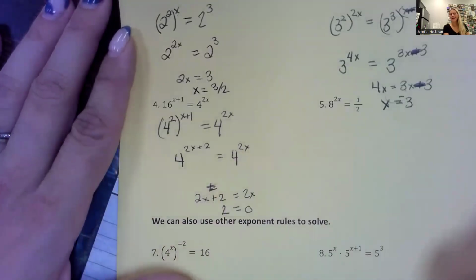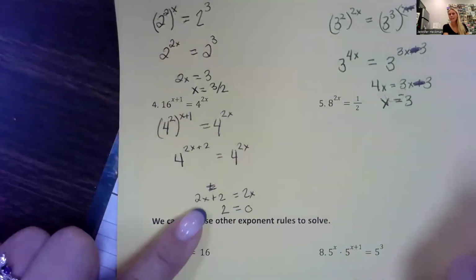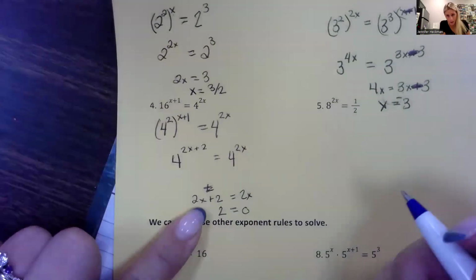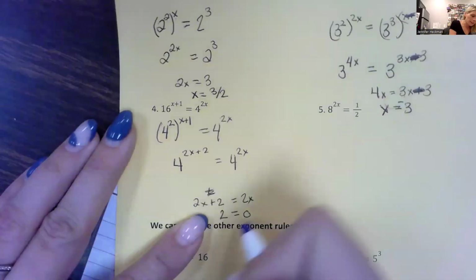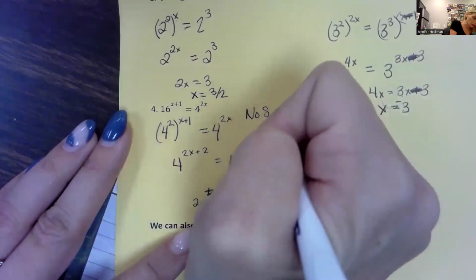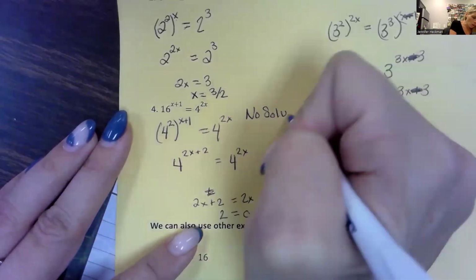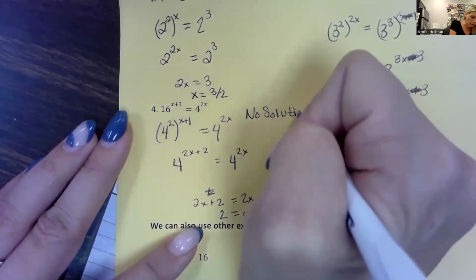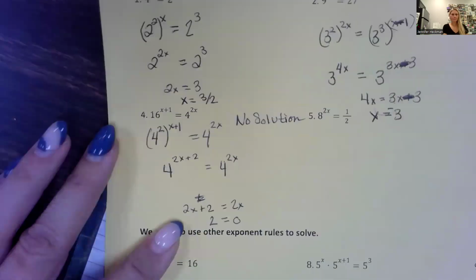Wait a second, the x's canceled, and this makes a false statement. So guess what? What happens? That means since this is false, this is no solution. There is no x value that makes this work. Okay?